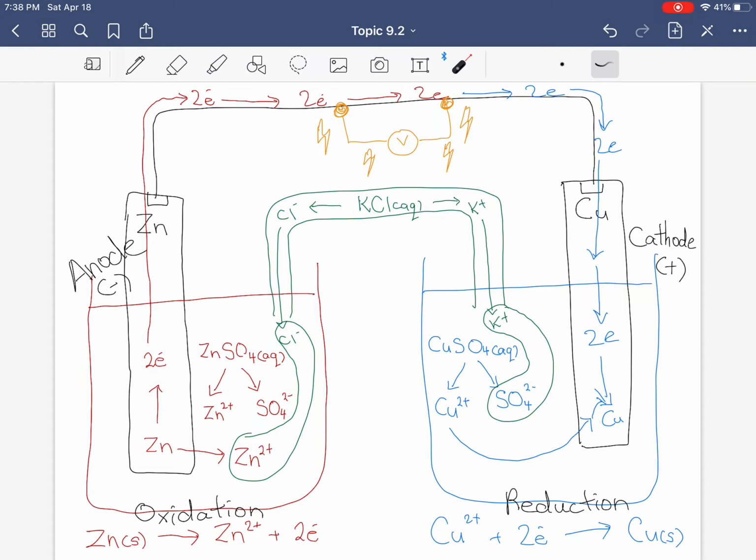Wow, electricity. Thank you, Pikachu. I needed that. Wow, so that's the voltaic cell.